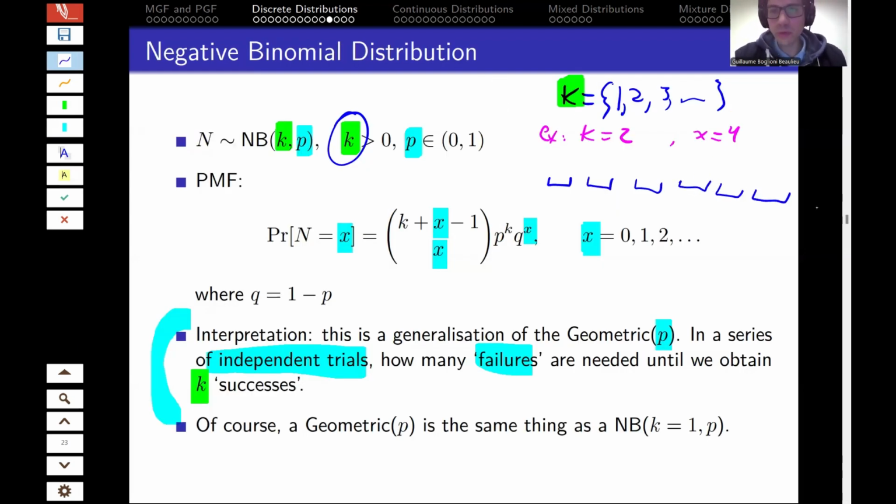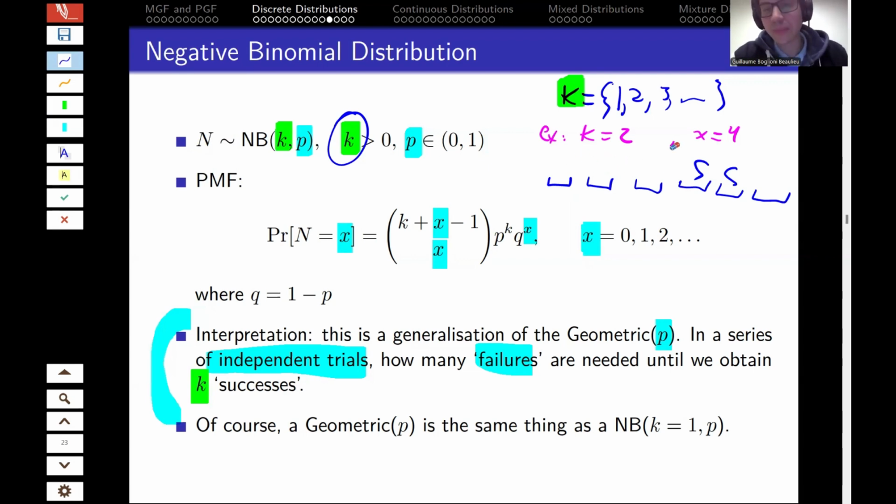Now, first thing to realize is that I need 4 failures before I get my 2 successes. This means that the last trial needs to be a success, right? Because if I had 2 successes here, for example, it wouldn't work. I wouldn't be able to have 4 failures before I have my 2 successes.